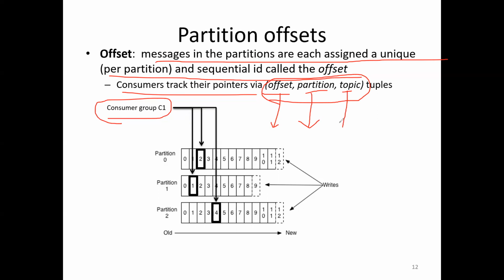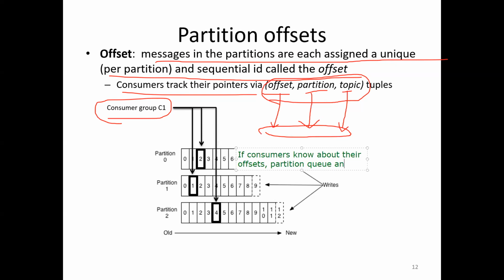So he's always going to know where he is, okay? So if consumers know about their offsets, where they last read from, the partition queue, and the topic of that partition, they will be able to acquire the data very quickly through RAM and parallelism. That's the main thing that you need to understand.